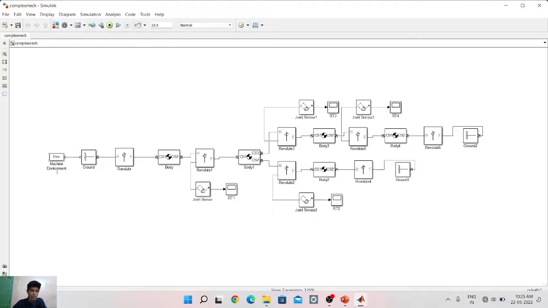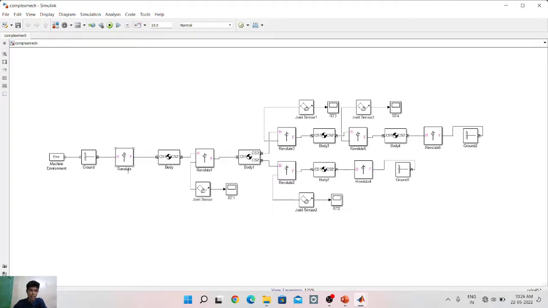First of all, we have to introduce a machine environment to run the overall linkages. Then we have to assign a body for the number of links, assign a ground for the linkages, and provide a revolute pair in order to provide movements for the links. Here in my mechanism, totally 5 bodies are provided.